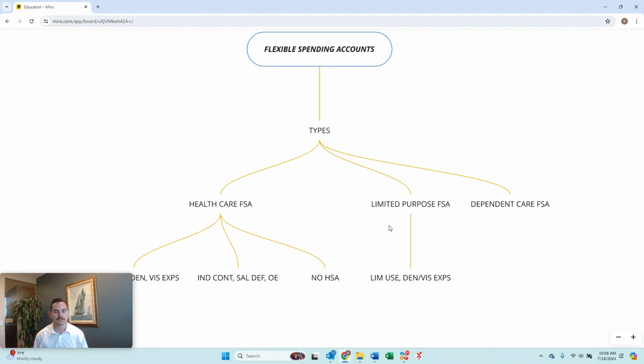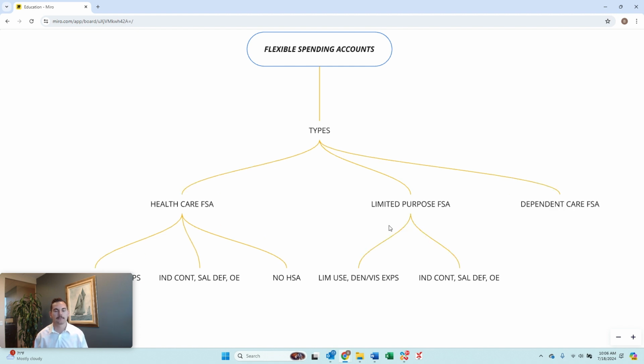With your limited purpose FSA, it's limited use. So this account is primarily meant to be used just for dental and vision expenses and potentially post-deductible medical expenses. With the limited purpose FSA, you have the same types of contribution limits, $3,200 for 2024. You're deferring a percentage of your salary, and this is done during open enrollment. Can't make any changes unless you have the type of qualifying event.